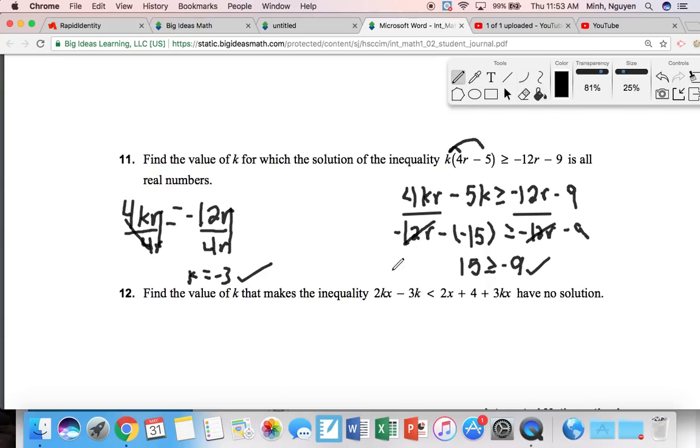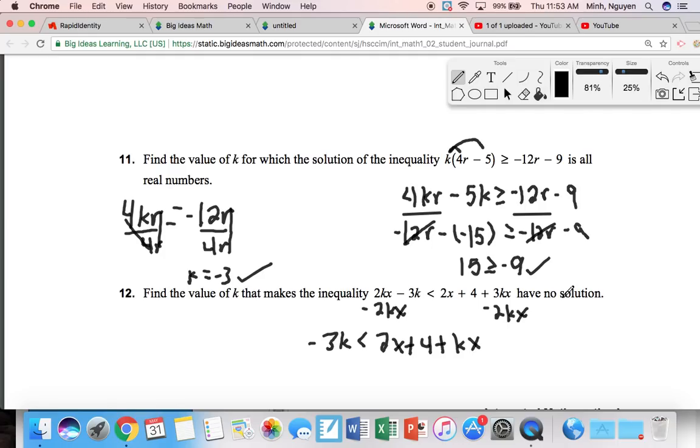Here, I've got 2kx, and I'm actually just going to start off by subtracting. I just want to simplify this a little bit. So I'm going to subtract 2kx. So I've got negative 3k. Negative 3,000? Nope, just k. Less than 2x plus 4 plus 1kx. Again, I said we wanted to get rid of the variables. In this case, we get to pick k, but x is just something.